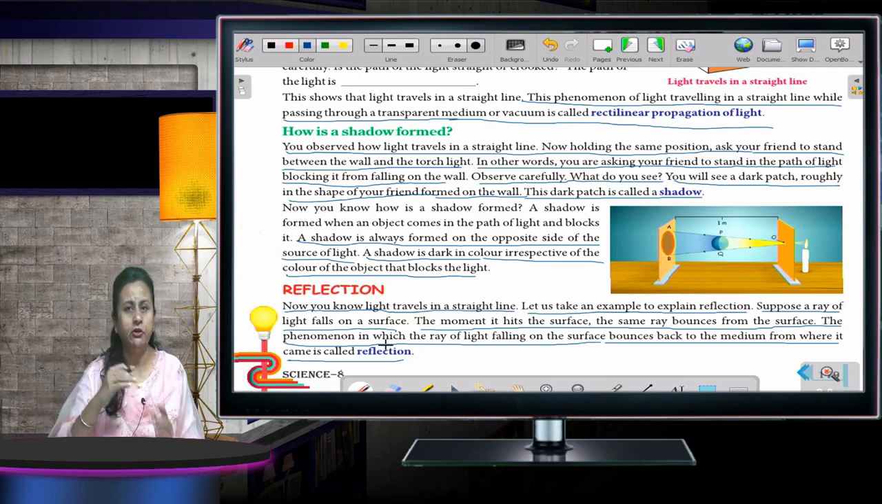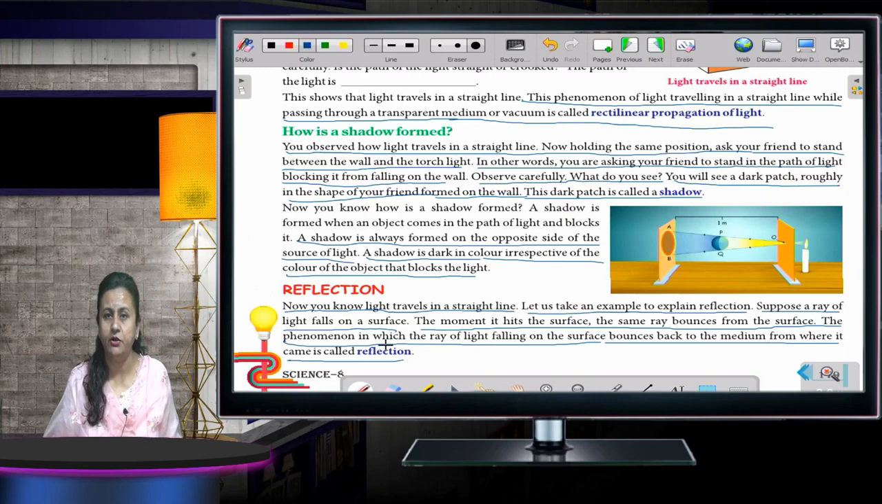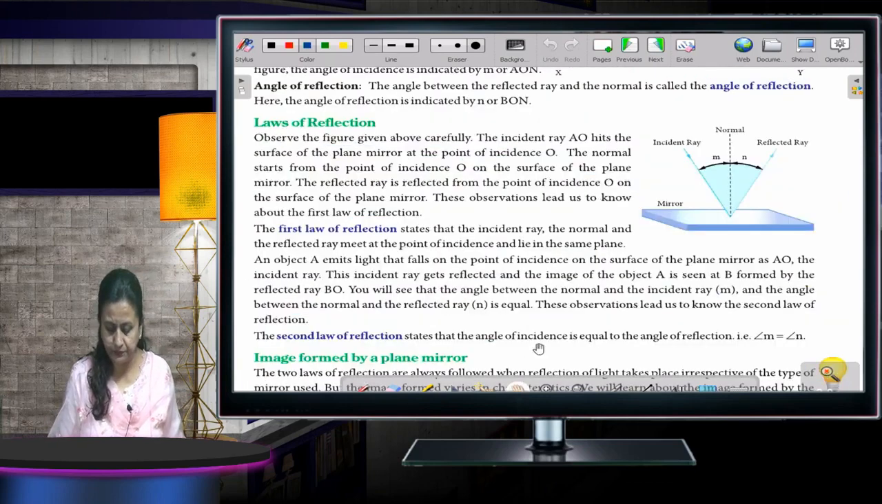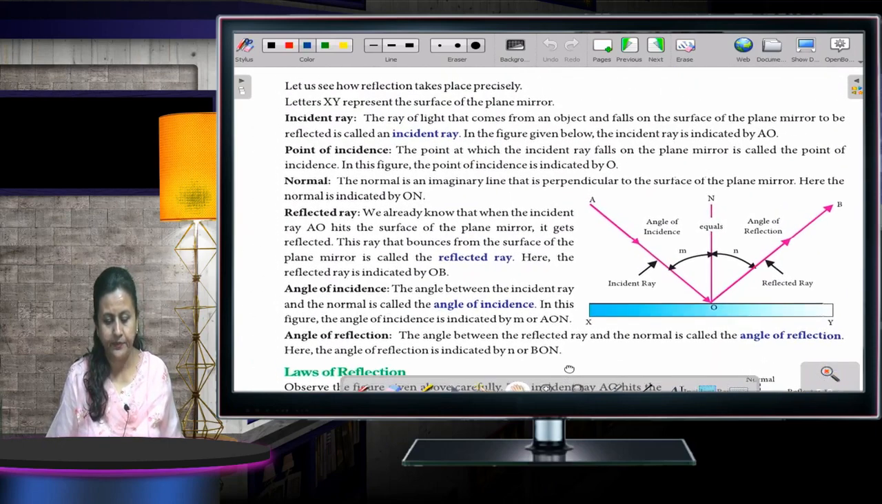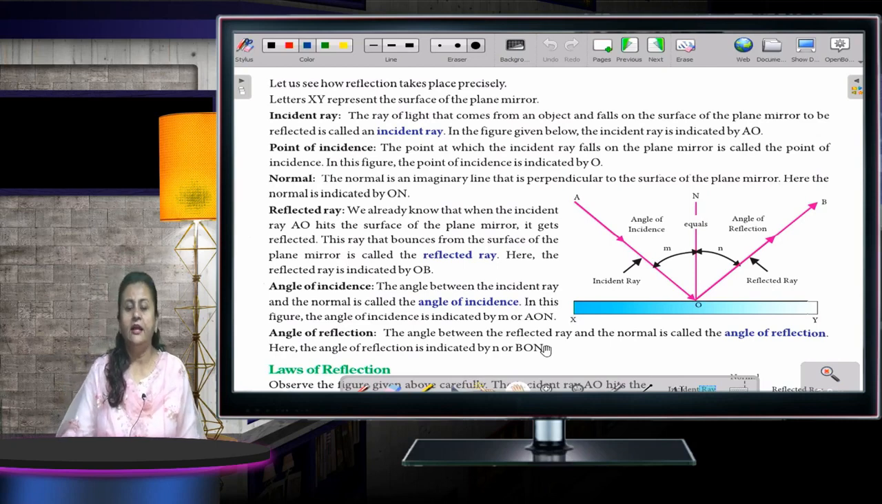Light is falling on the object. Suppose this is the object, light is falling on it, and what is happening? It is reflecting back. It is bouncing back. That is known as reflection of light. Now moving to the next one. I'll tell you what an incident ray is, what is point of incidence, what is reflected ray, angle of incidence and angle of reflection. Listen very carefully.